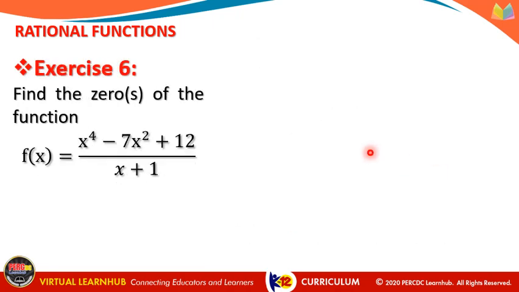Let's now go to our last exercise. Find the zero or zeros of the function f of x equals x raised to 4 minus 7x squared plus 12 divided by x plus 1. Now, gusto ko lang ituro sa inyo, ano ang pwede nating gawin if kunyari, ito yung ibinigay sa atin. Okay? Kasi ang mangyayari nito, syempre, di ba?